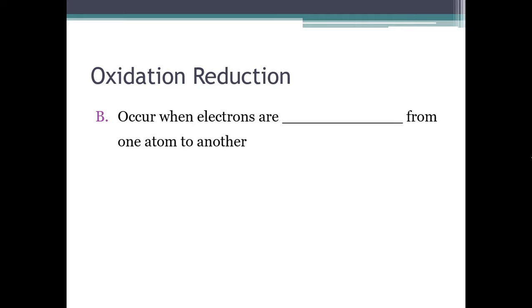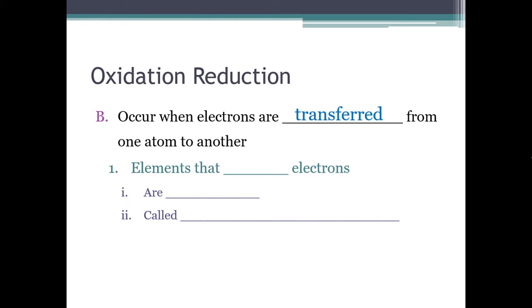So redox reactions occur when electrons are transferred from one atom to another. Obviously, there are two ends to this. There are the elements that gain electrons and the elements that lose electrons if the electrons are being transferred. The elements that gain electrons are reduced. If you are being reduced, you are gaining electrons. If you are gaining electrons, you're being reduced.